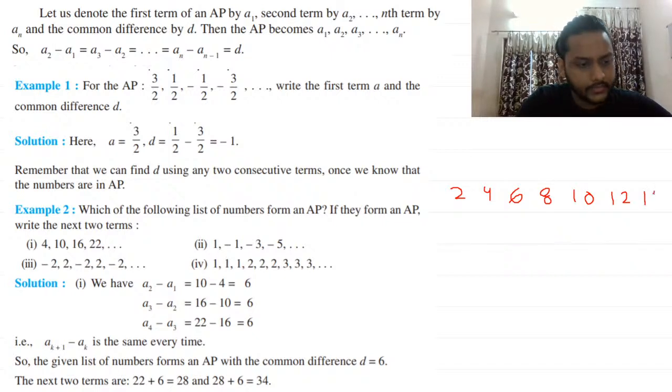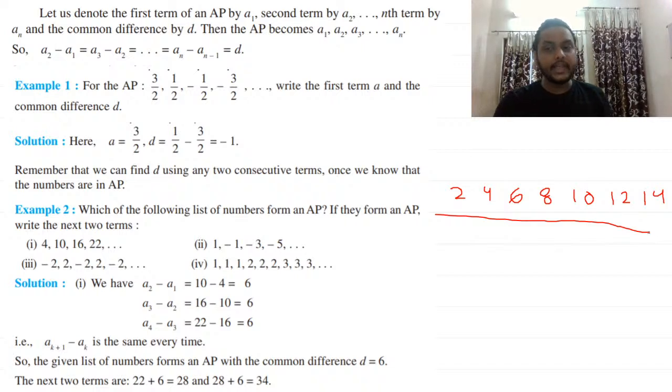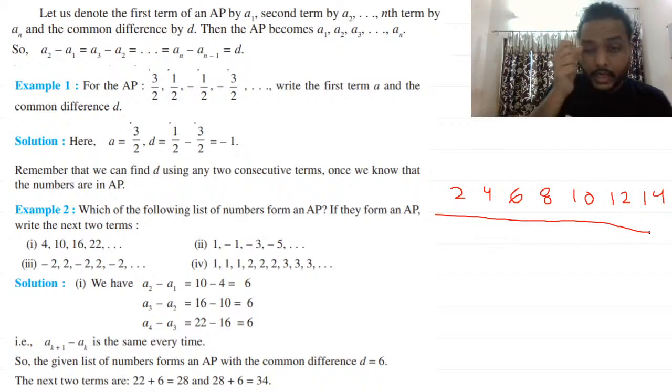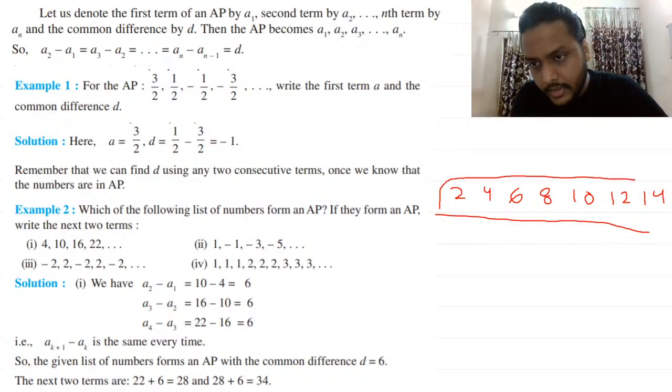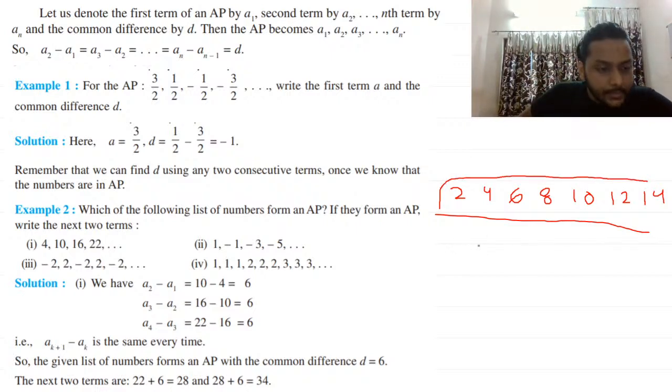Can you all see this guys? Everyone out there? Can you all see this? I have 2, 4, 6, 8, 10, 12, 14. Okay. Now when I'm talking about these scenarios, अगर आप देखोगे तो इस AP का common difference को हम लोग लिखते हैं D से. Common difference is represented by small d.